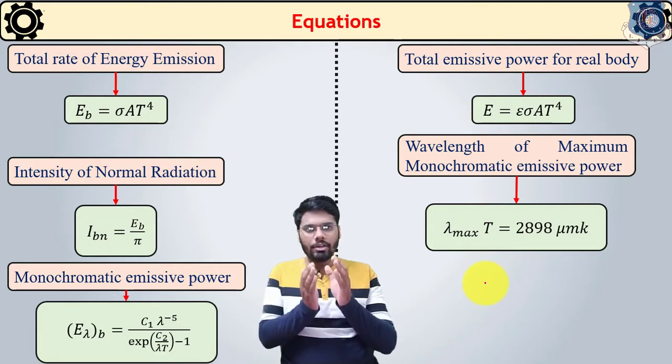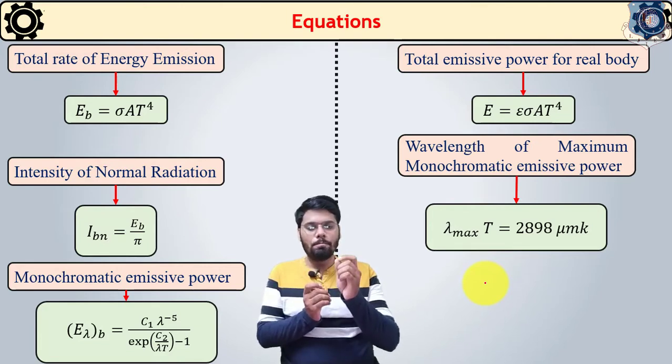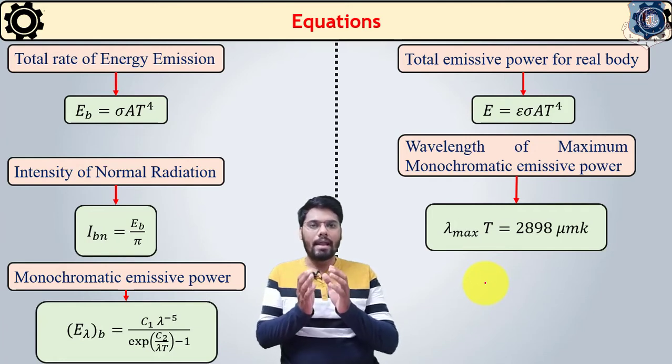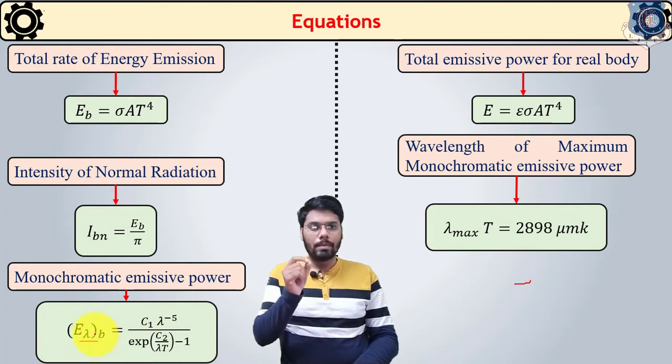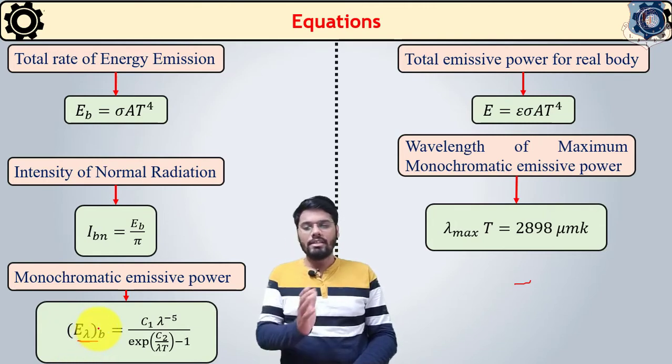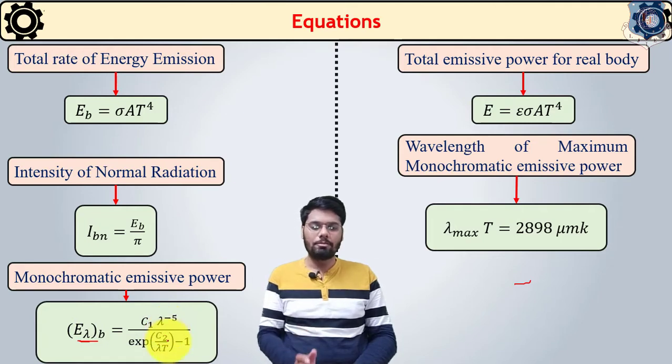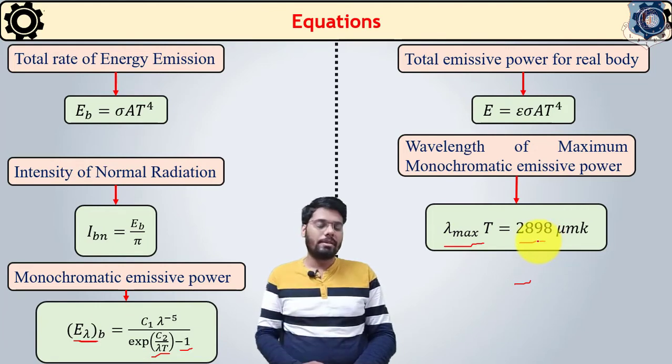For a particular wavelength, the emissive power can be calculated by Planck's equation, E_λb, which shows the emissive power of a particular wavelength, equal to C1 λ^-5 upon exp(C2 divided by λT) minus 1. Here C1 and C2 are constants. If we differentiate this equation with respect to wavelength, we get the equation known as Wien's displacement law or Wien's displacement equation.